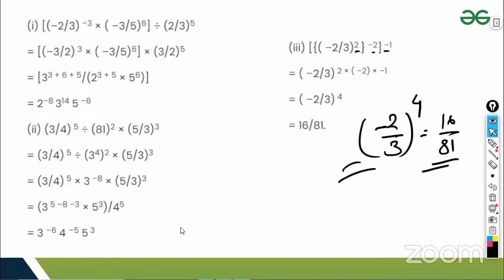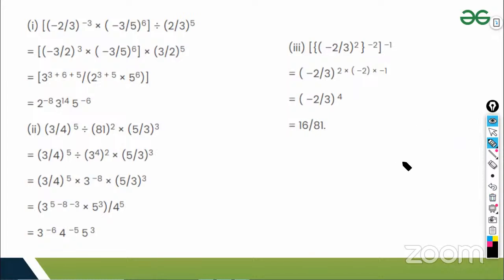Excuse me, sir. Yeah, sure. Please tell me. Sir, in the first question, we converted the denominator into the numerator by flipping the fraction. Now, when we solve for the powers of 3, we have written 3 to the power 3 plus 6 plus 5, but we can see it's -3 to the power 3, -3 to the power 6, and the bases are different, because for two of them it's -3 and for one of them it's 3.